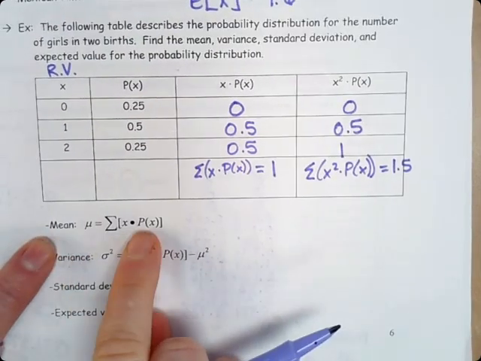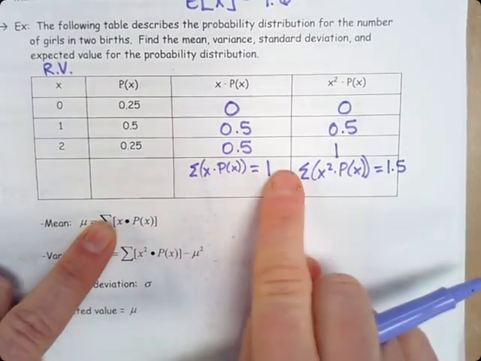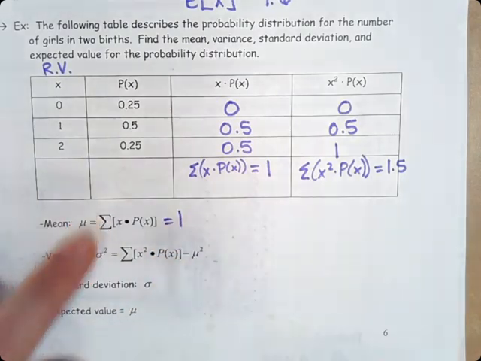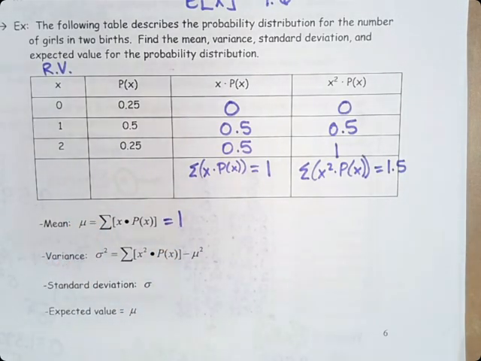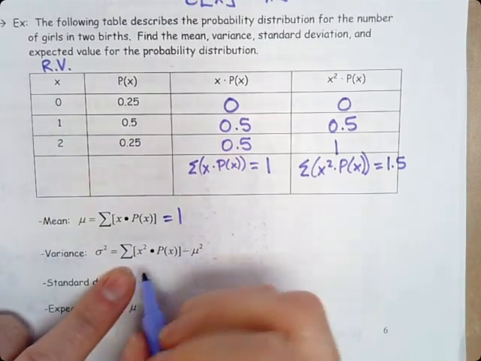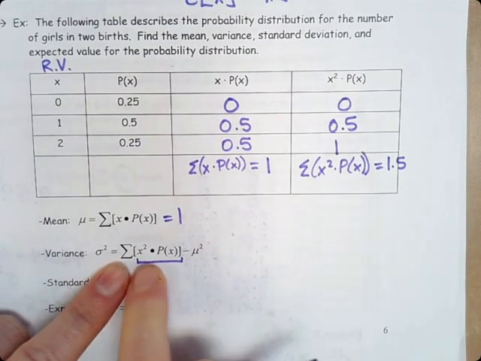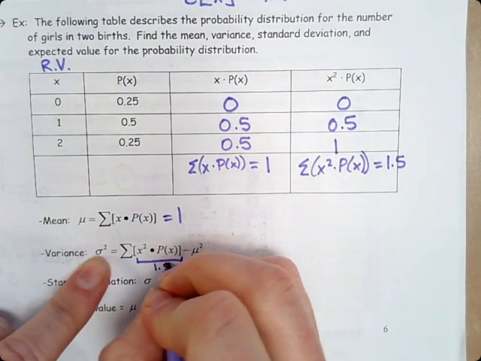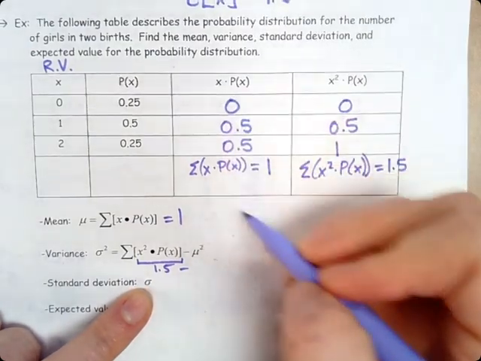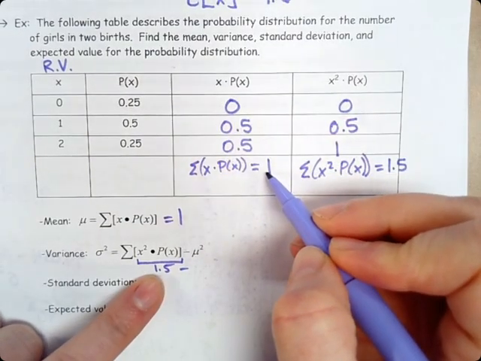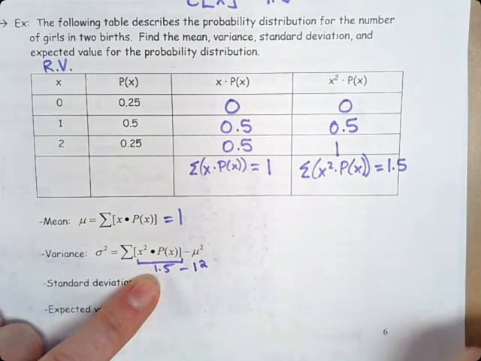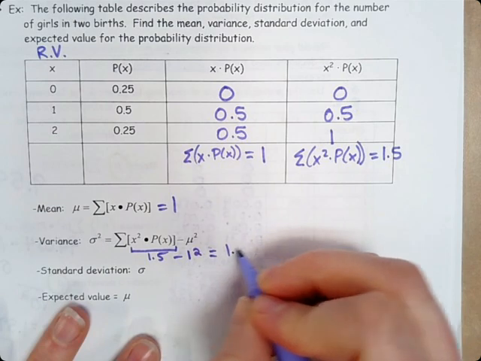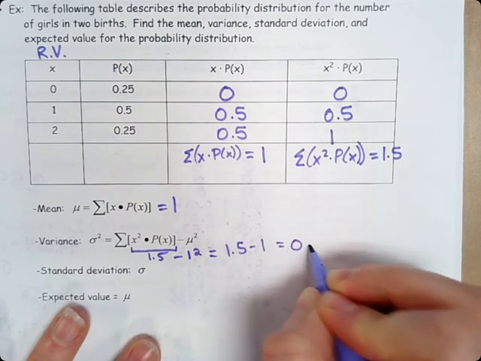So to find your mean, you would just do X times P of X, and the summation of that, we already found it, equals 1. Our variance is found by doing what we found here, the X squared times P of X. So that's 1.5 minus mu, which is our mean, squared. 1 squared is just 1. So 1.5 minus 1 equals 1/2.